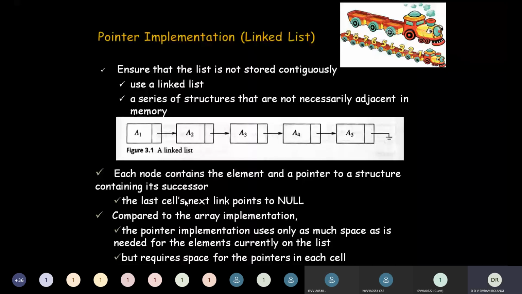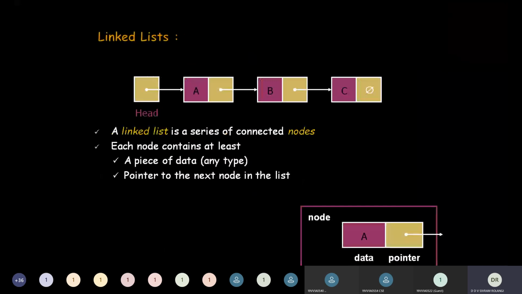Now let us look into the implementation aspects of the linked list, right? As I told you earlier, this linked list is a collection of nodes, each node consisting of at least a piece of data and a pointer to the next node in the list. Now we need to implement this. How to implement this? You need to create a node structure. All these nodes are the same, similar type. Each node consists of a data piece and a link piece, or link field.